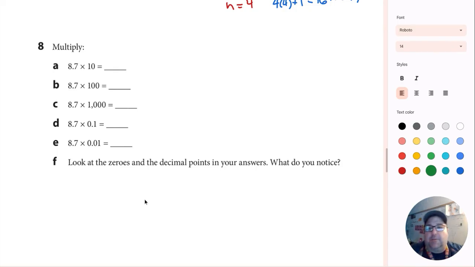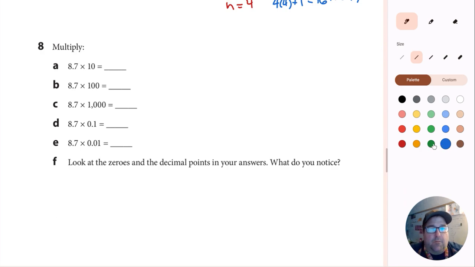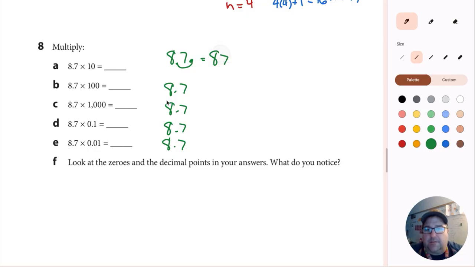So again, like we've talked about, if I multiply by 10, we're just moving our decimal over 1 time. So I'm going to write my 8.7 here each time, because all of these are starting with 8.7. If I multiply by 10, I move it 1 spot, so that's going to equal 87. 100 has 2 zeros, so I have to move it twice. 1, 2. It's going to wind up right here. And since there's a gap, I have to put a 0 there. So that's going to be 870.